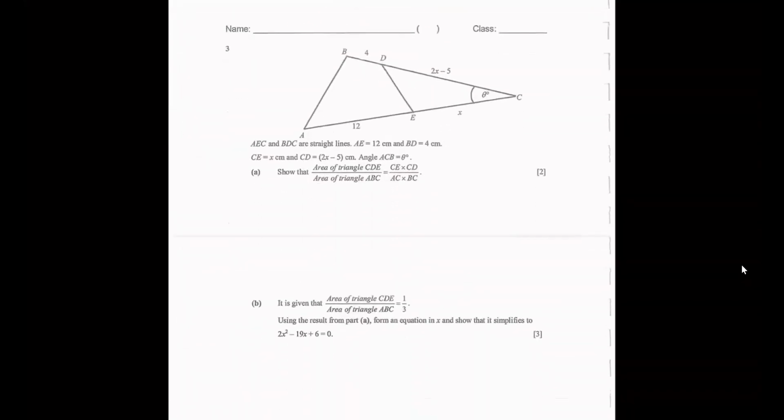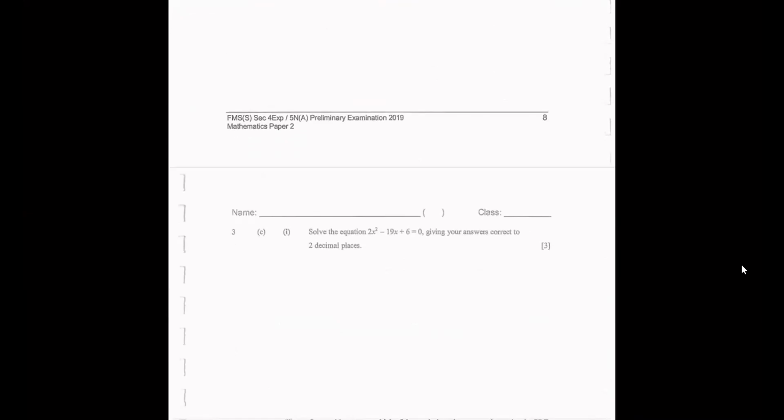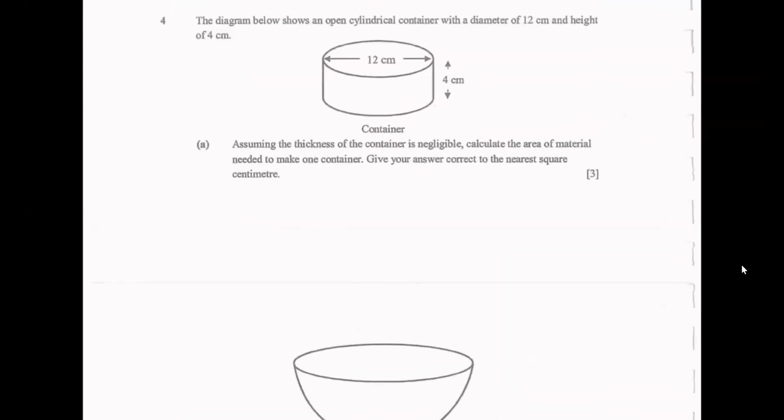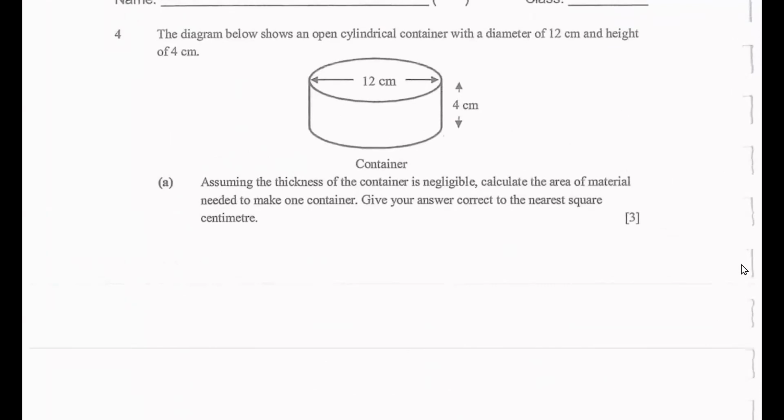Okay. Next one. Question 3, I'm gonna skip. Okay. Skip. Question 4. Let's see. This one is mensuration. Must remember the formulas. So let's read the question. Diagram below shows an open cylindrical container with a diameter of 12 cm and height 4 cm. Assuming the thickness of the container is negligible, calculate the area of material needed to make one container, giving your answer correct to the nearest square centimeter.